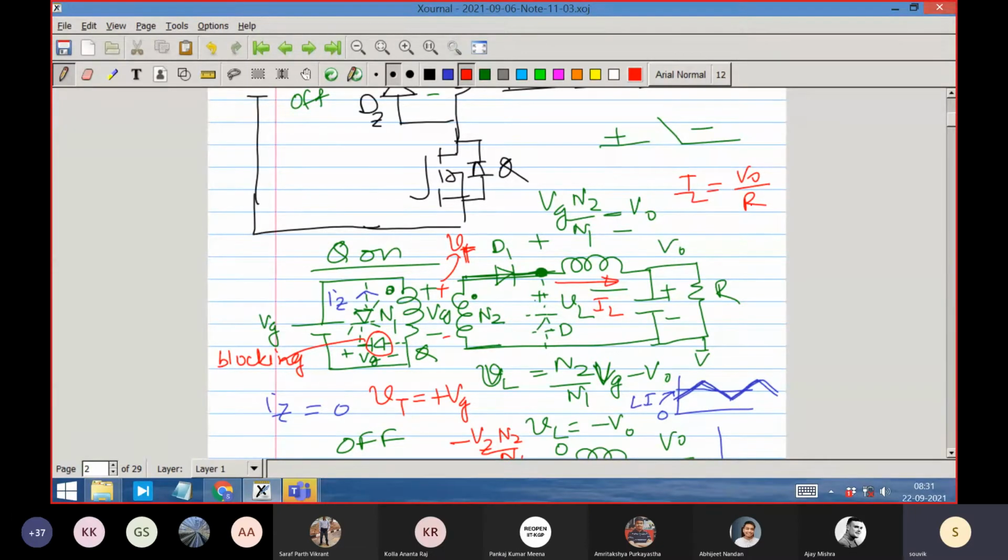I have no issue at all. I am not trying to make it easier than what it needs to be. You may take IL in an average sense. Let me write small IL, which means I am including the ripple as well. So this IL, what will happen? Through the diode, it goes like that. So where is it going?